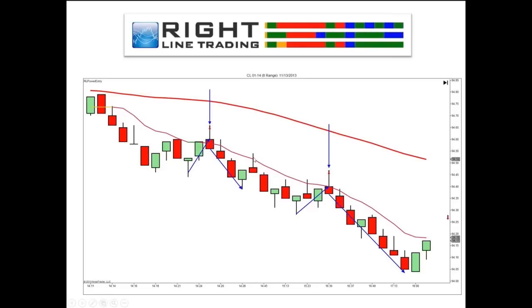If the retracement stops us out here, we have no system generated signal to take it short. We just let it fall. And then we have this additional retracement, power entry, and down we go again.